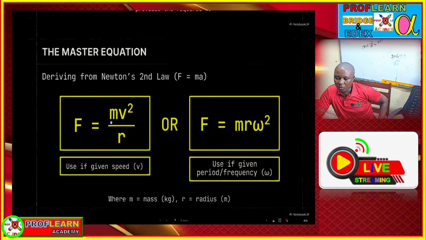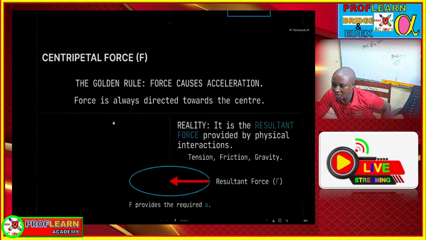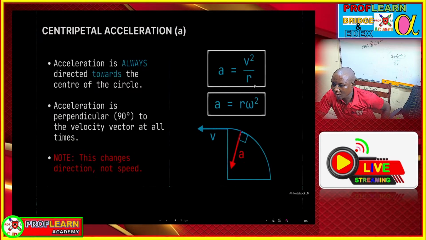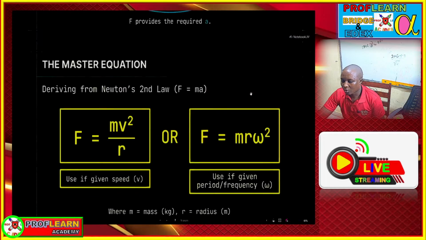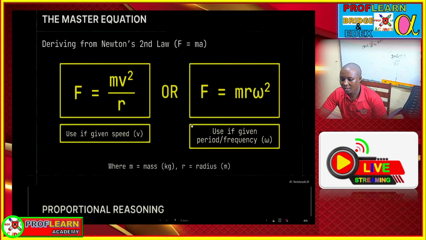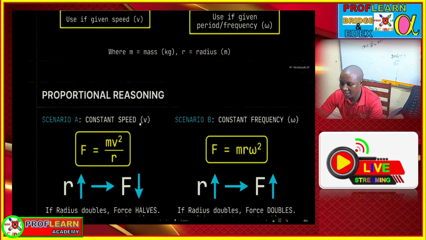Then if you use this acceleration that we have gotten from the previous section, you need only to say force is equal to mass times acceleration. So it will be mass times this acceleration, which becomes mv squared over r. Or if you multiply this second equation with mass, you are going to get mr omega squared. So those are the two formulas for calculating centripetal force from the two relations.